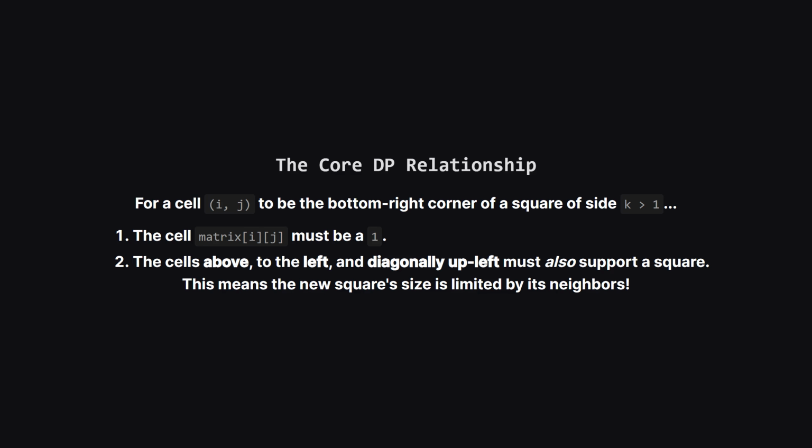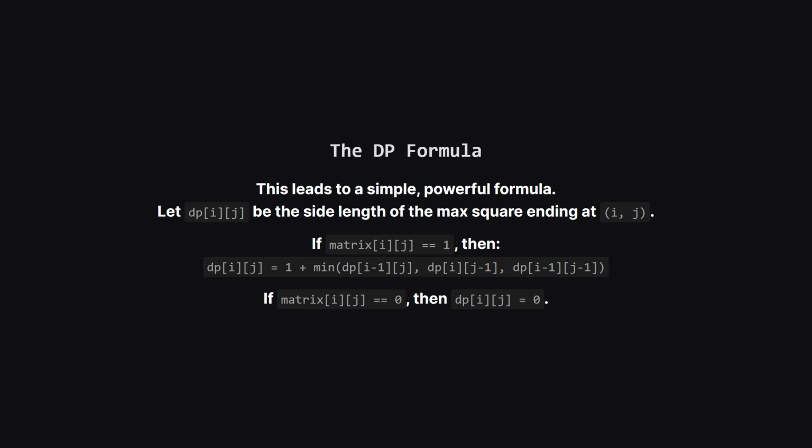So if we apply that rule across our example matrix, this is the DP table we get. Notice the first row and column are just copied over, since they have no neighbors to depend on. But look at the bottom right corner. It becomes a 3, because its three neighbors were all at least a 2, so we could form a new, larger square. Now for the most amazing part. How do we get our final answer of 15? We just sum up every single number in our newly created DP table.